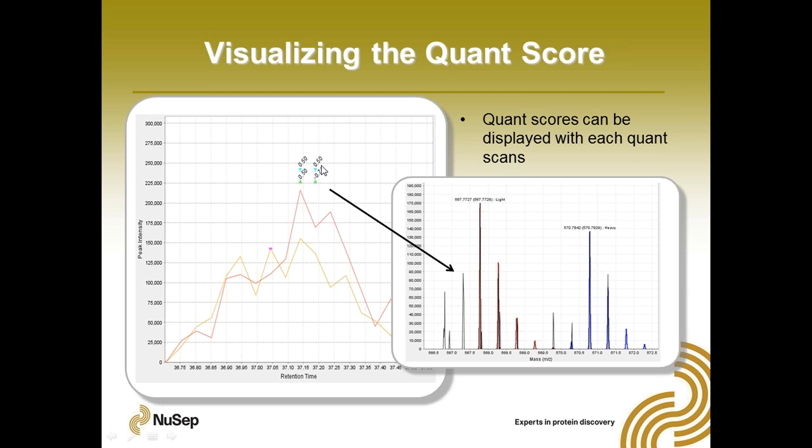Visualizing the quant score, there's two ways to do that. Let me actually see if I'm showing that in the column. Good, I am. So I'll stick with this. A couple ways to visualize this now. We've added the quant score in the extracted ion chromatogram view, and there's a button to turn that off if you don't want to see it, and I'll show you where that is in a bit.